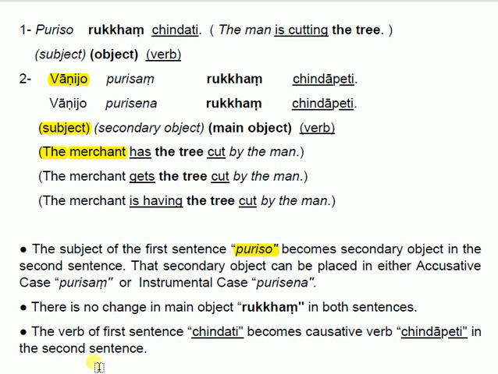And then the verb of the first sentence, Chindati, becomes causative verb Chindapeti in the second sentence. Here Chindapeti. It must be a causative verb. Causative must be added here. Right. Then let's go down.